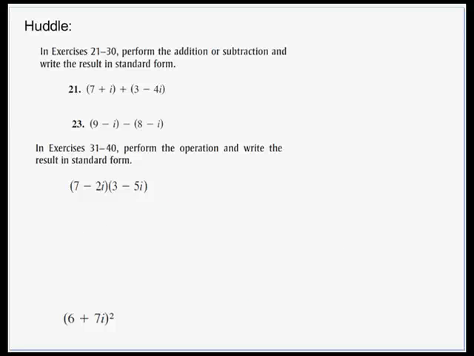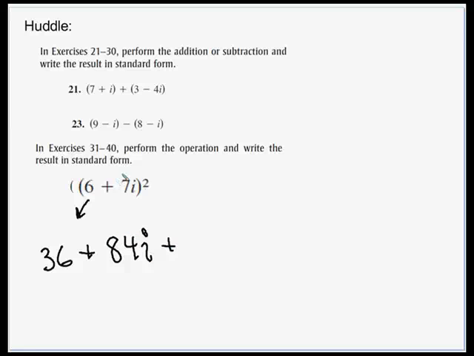And one more to go. This is our binomial squared. So we could write it again and FOIL it out. Well, let's do our little trick here. First term squared is 36. That's a plus. Multiply these together and double it. 6 times 7 is 42. Double that is 84i. And then plus 7i squared is 49i squared. And the i squared is going to change this to a minus. So we have 36 minus 49, that's negative 13, plus 84i.